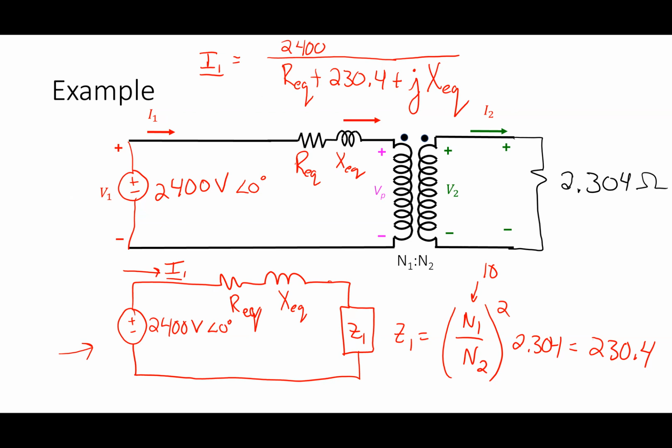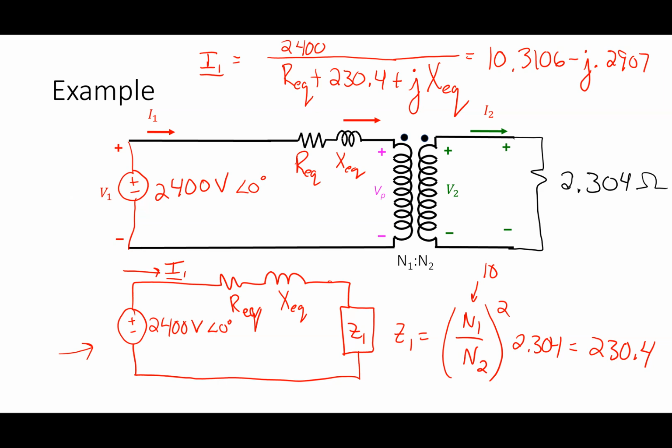First of all, tell me a little bit about this current. Is it going to have a positive angle or a negative angle? Intuitively, you should be able to answer that. A negative angle, right? Because it's an inductive circuit. So if I do the math, I get 10.3106 minus j 0.2907. That's my current I1.